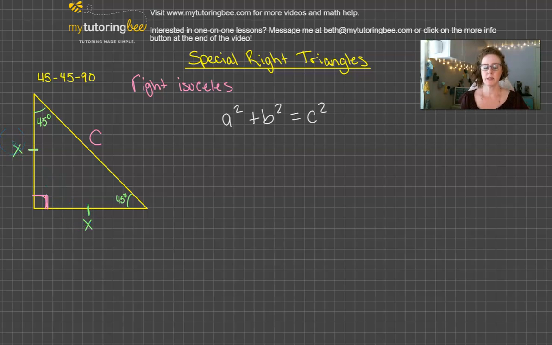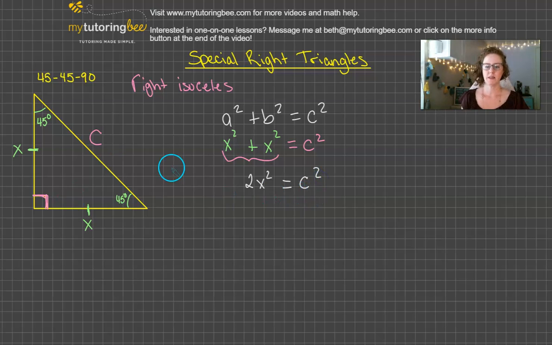And since they are both the same, we're just going to substitute them in for a squared and b squared. So now we've got x squared plus x squared, and that equals c squared. So let's simplify and see if we can figure out what this length would be. When we simplify this side, x squared plus x squared is 2x squared. And then we're just going to bring down our c squared.